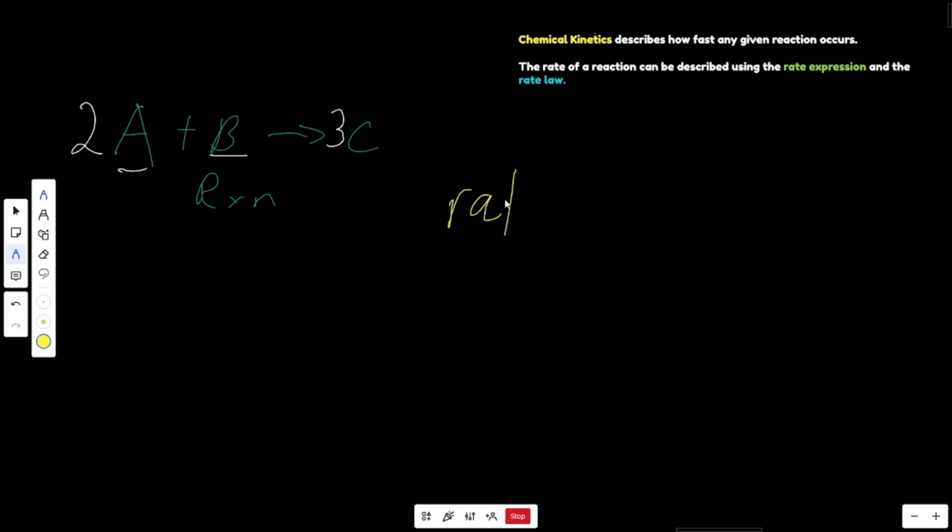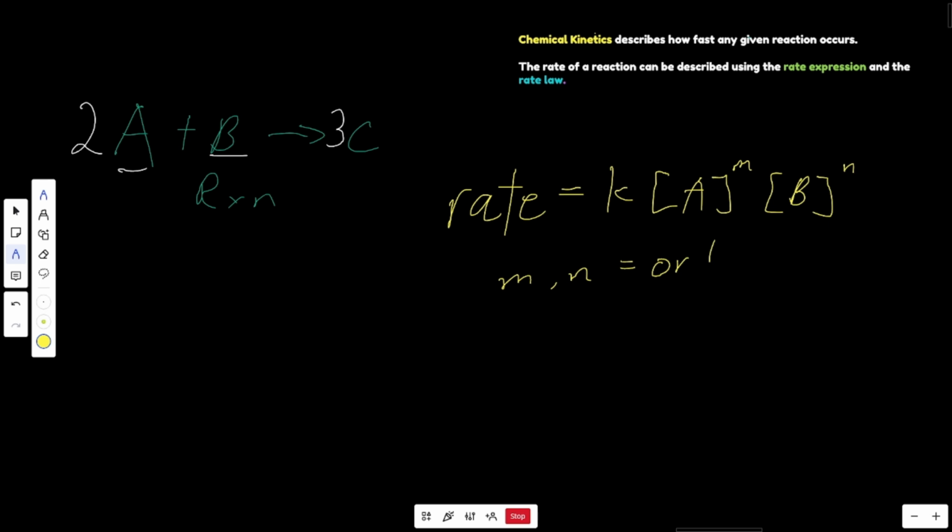So the rate law is given by the following equation. So the rate of a reaction is equal to the rate constant times the concentration of reactant 1, which is A, raised to the power of m, and this is multiplied to reactant B raised to the power of n, where m and n are equal to the order of the reactants.